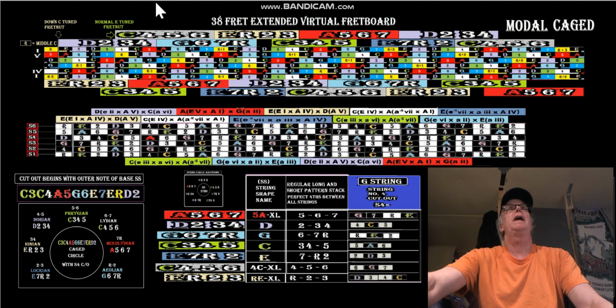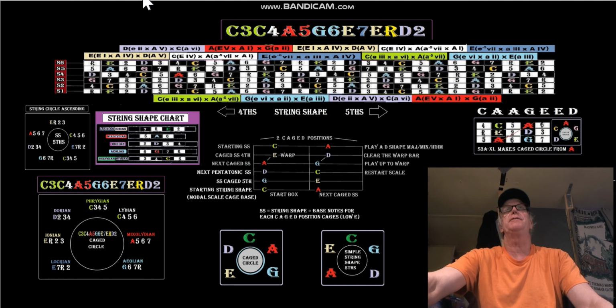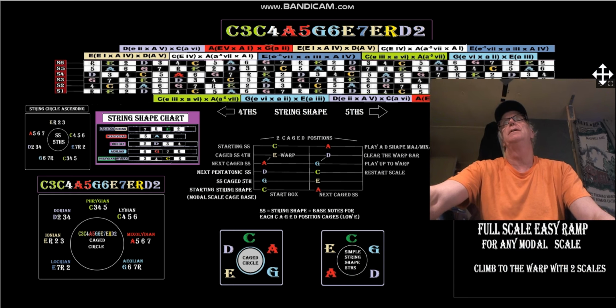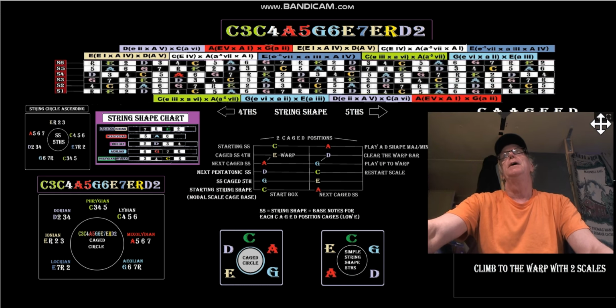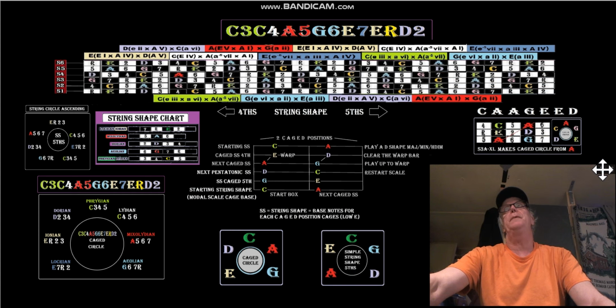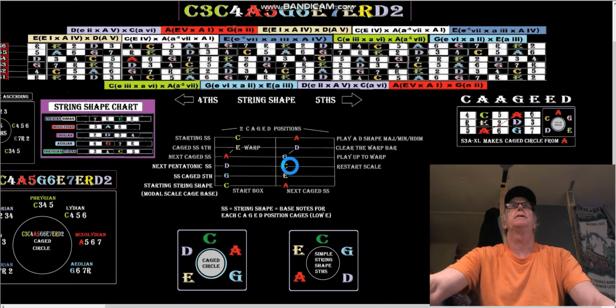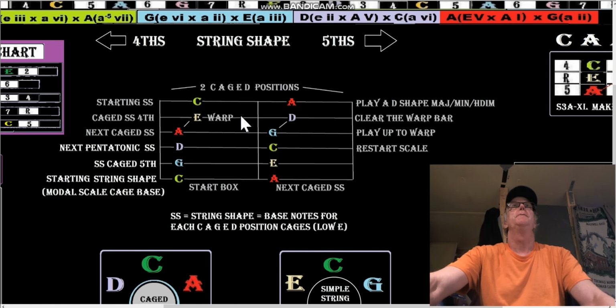And as you know, last lesson we had about 5 segments on this chart, 309, full scale, easy ramp for any modal scale, climb to the warp in 2 scales. Okay, so that was fun, because what it was is you start with a string shape here.